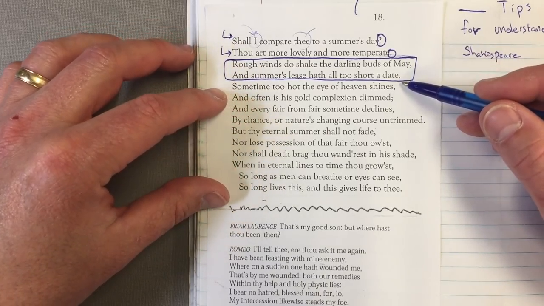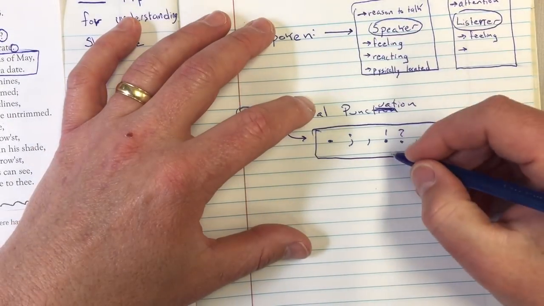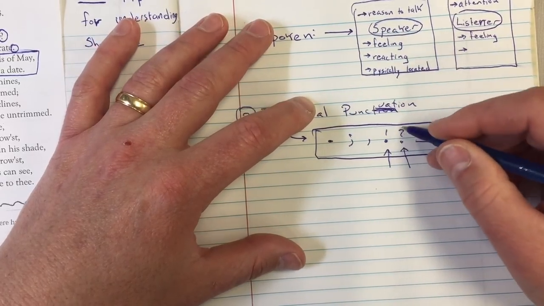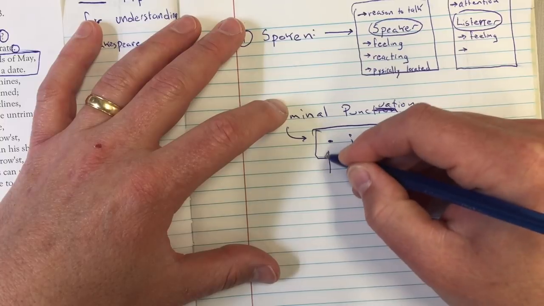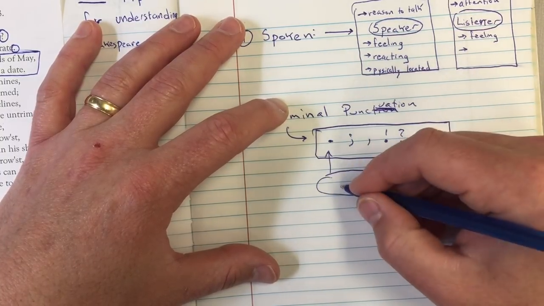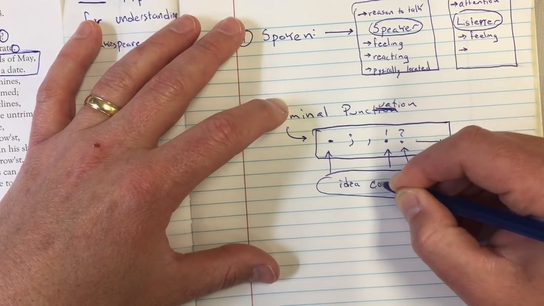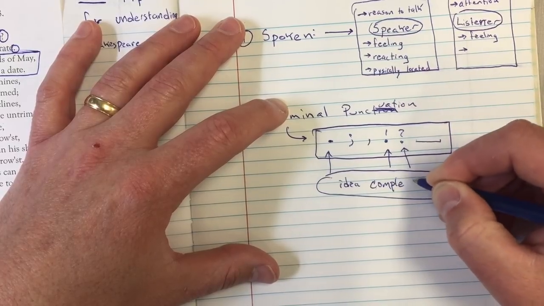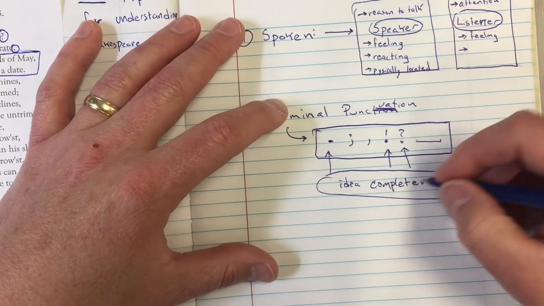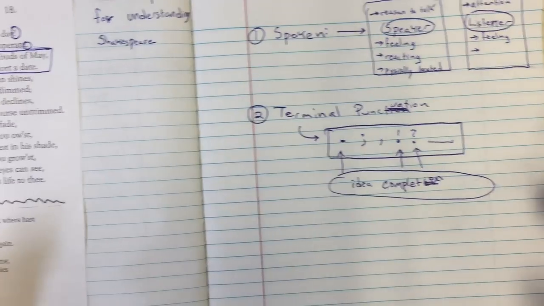So your exclamation points, your question marks, and your periods, these things are idea completers, I will say. They complete, which I don't even know if completer is a word. Maybe I'll turn it into idea completion, meaning they signify the end of an idea.